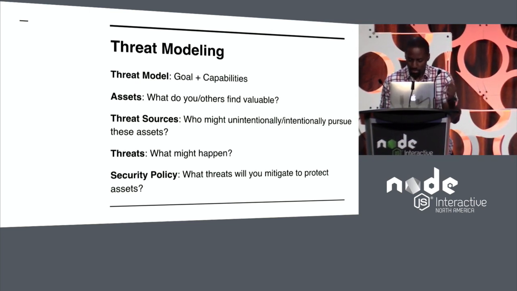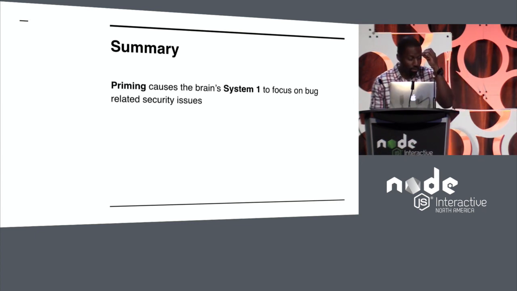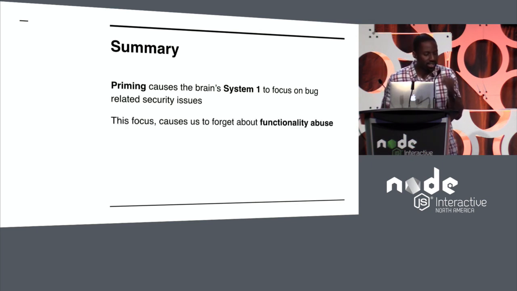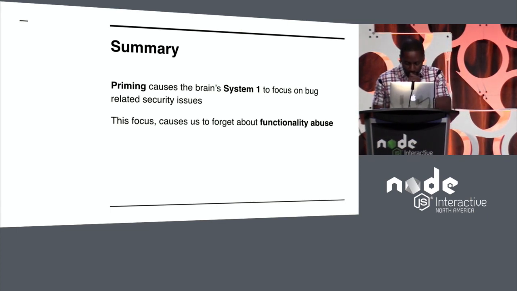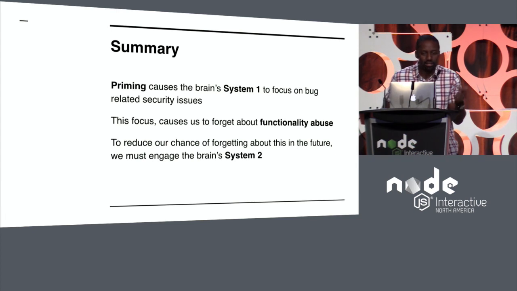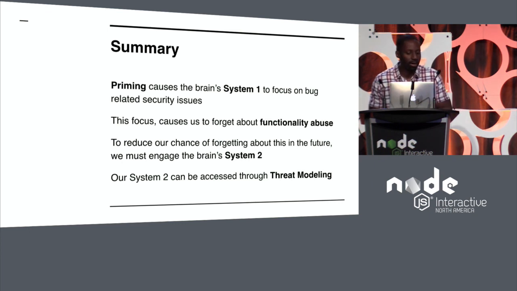Now, in summary, priming causes the system 1 to focus on bug security issues, to see security as bugs. That's priming causing that. Functionality abuse is the thing that we tend to forget because we are primed to focus on the security bug issues. To reduce our chance of forgetting in the future, we need to engage our system 2. And engaging our system 2 is predicated on using threat modeling.